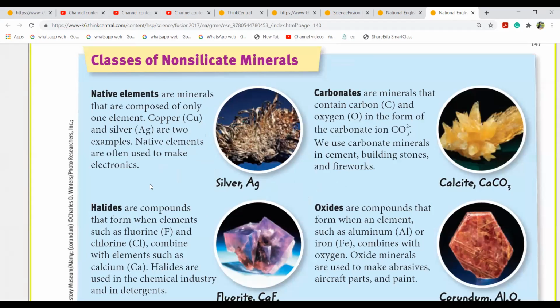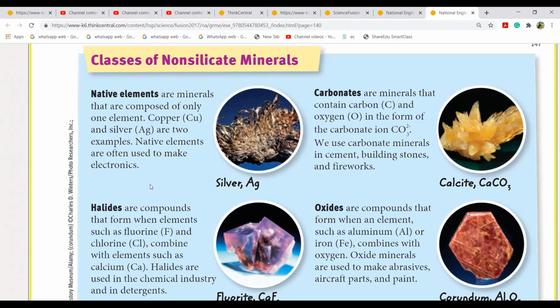Halides, when I say they are group 7: fluorine, chlorine, bromine, iodine. I told you even before, girls. When I say bromine, iodine, you must remember the hospital and your nurse applying that brown color solution of iodine or bromine. Remember that? Even in grade 6, I told you about it. So halides are compounds that form when elements such as fluorine, chlorine combine with elements such as calcium.